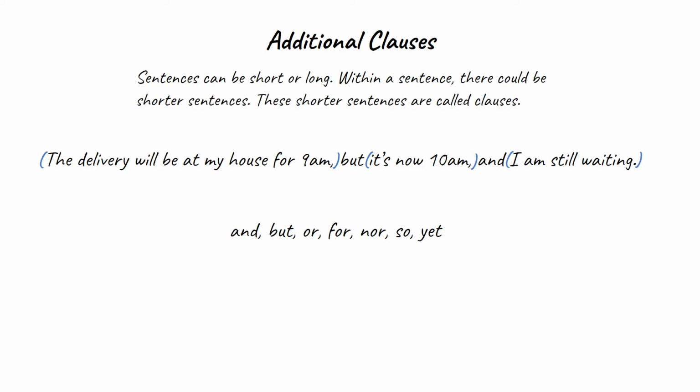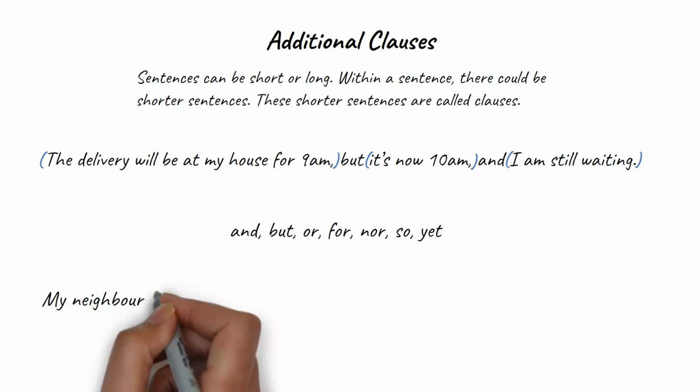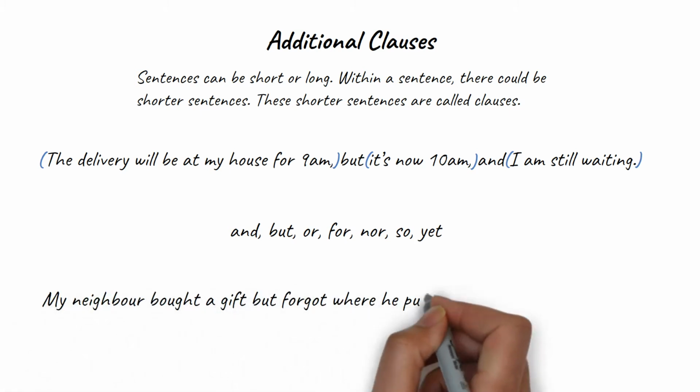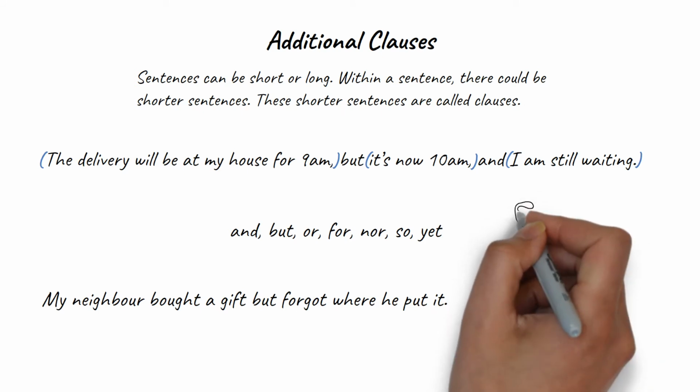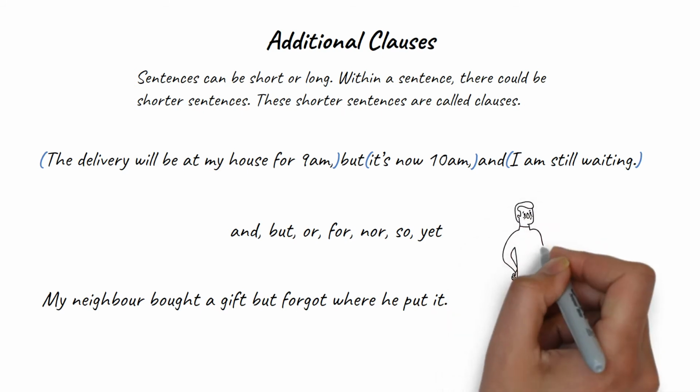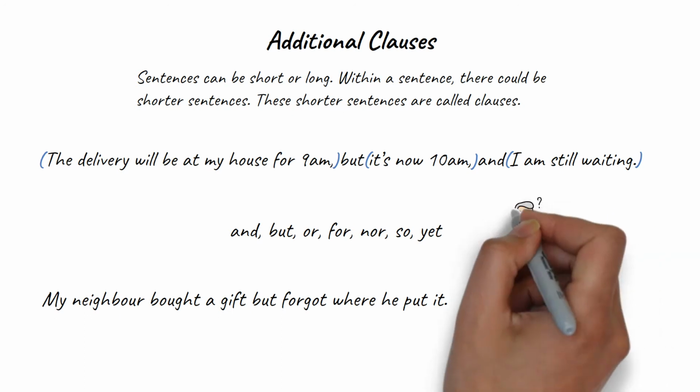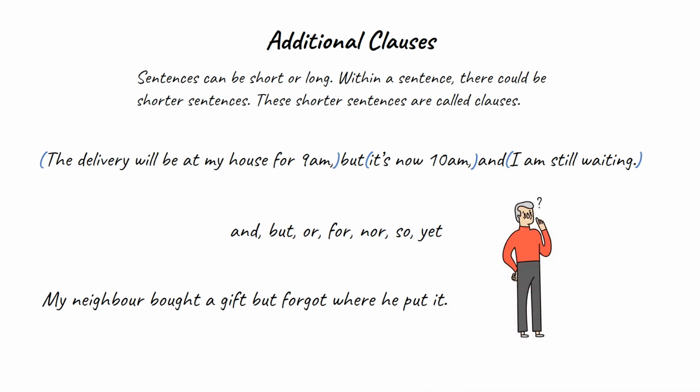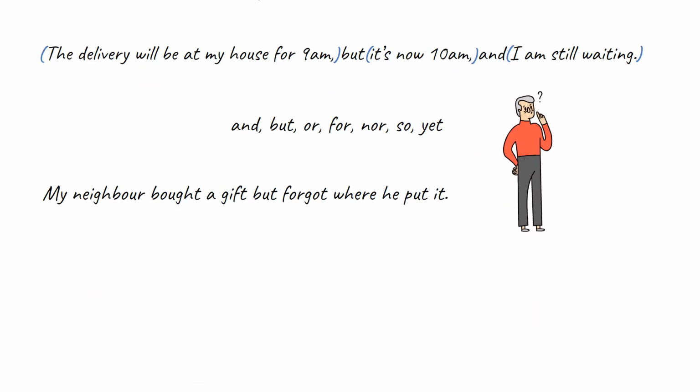It is not always the case, though, especially when the subject is the same. The subject is whoever or whatever does the action. My neighbor bought a gift but forgot where he put it. My neighbor is the subject of these 2 clauses. My neighbor bought a gift. My neighbor forgot where he put it. With and, but, or, yet, nor, you don't have to repeat the subject. In this case, you don't need to use the comma.